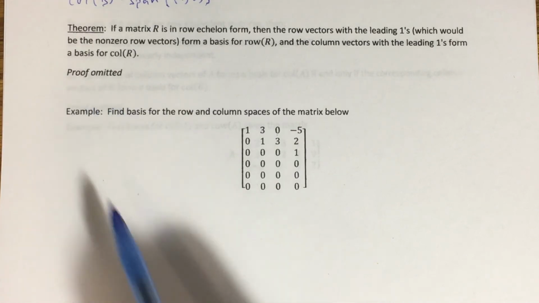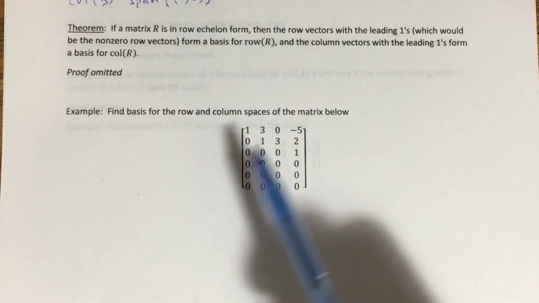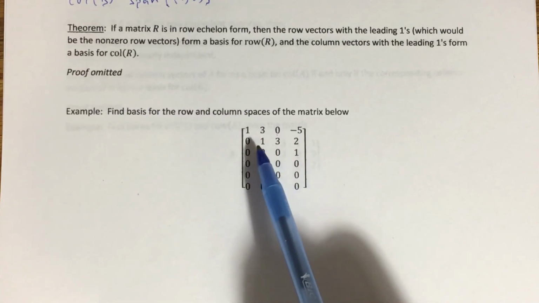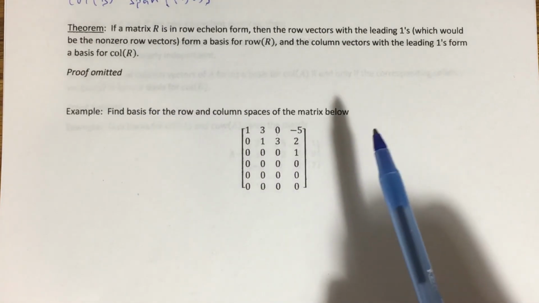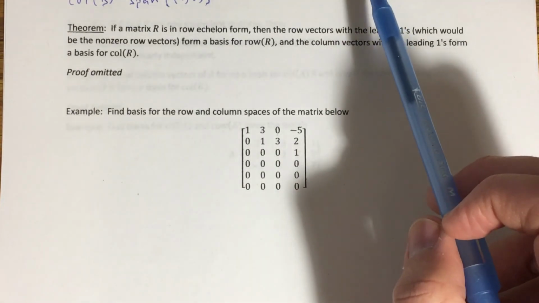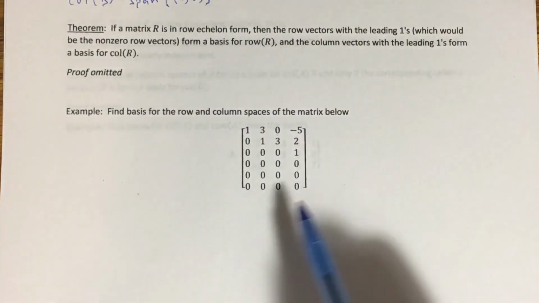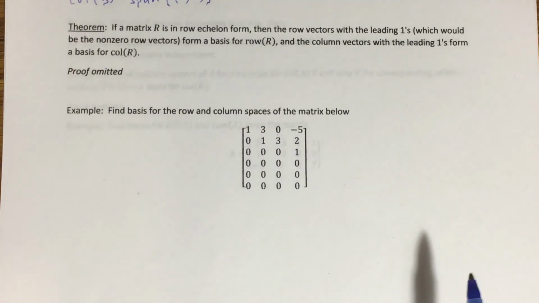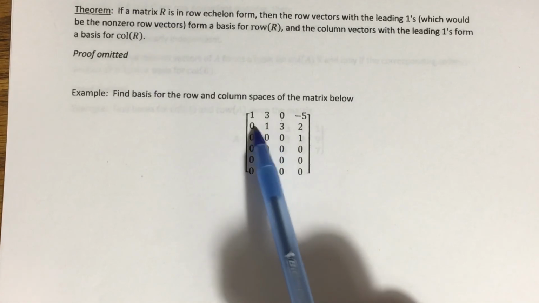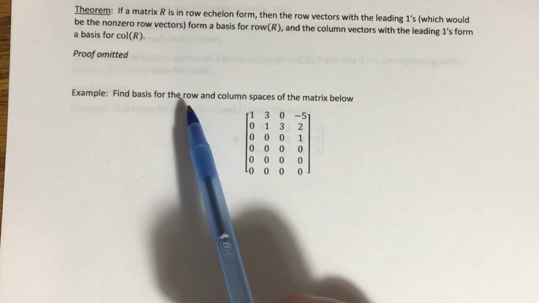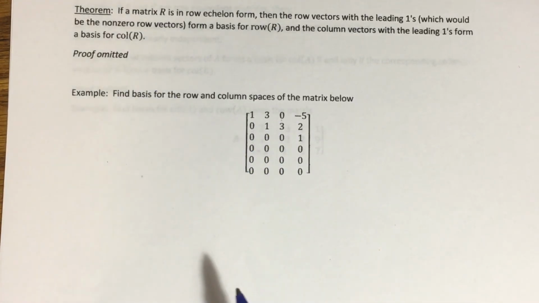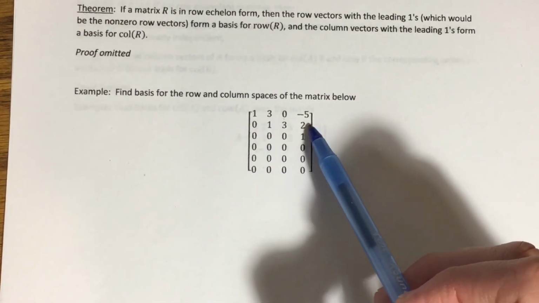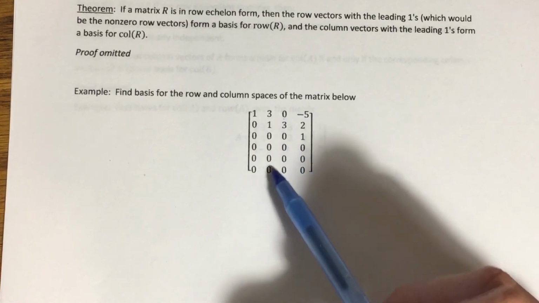And again, we're omitting the proof for this, but let's think about the row space for a second. Actually, I'm sorry, let me back that up. If you look at the three rows of this matrix down here, this matrix is in row echelon form. Notice it does not say reduced row echelon form, just row echelon form. That means if I identify my leading ones, I don't need there to be zeros above those leading ones. They just need to be below the leading ones.